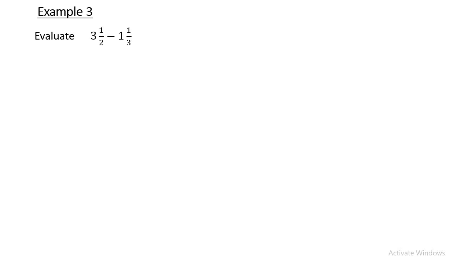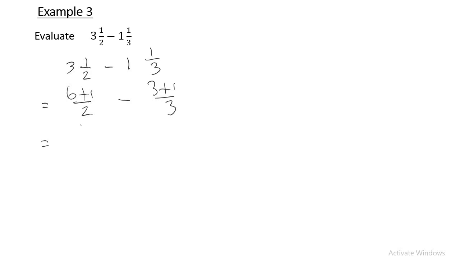Okay, here's another one. This one is similar to the last one, except it's just a subtraction. Again, change them to improper fractions. Let's write down the question first. Okay, again, the denominator stays the same. And then we do 3 times 2, that would be 6, and then plus 1 over here, that would be 3 times 1, which is 3, and then plus 1.